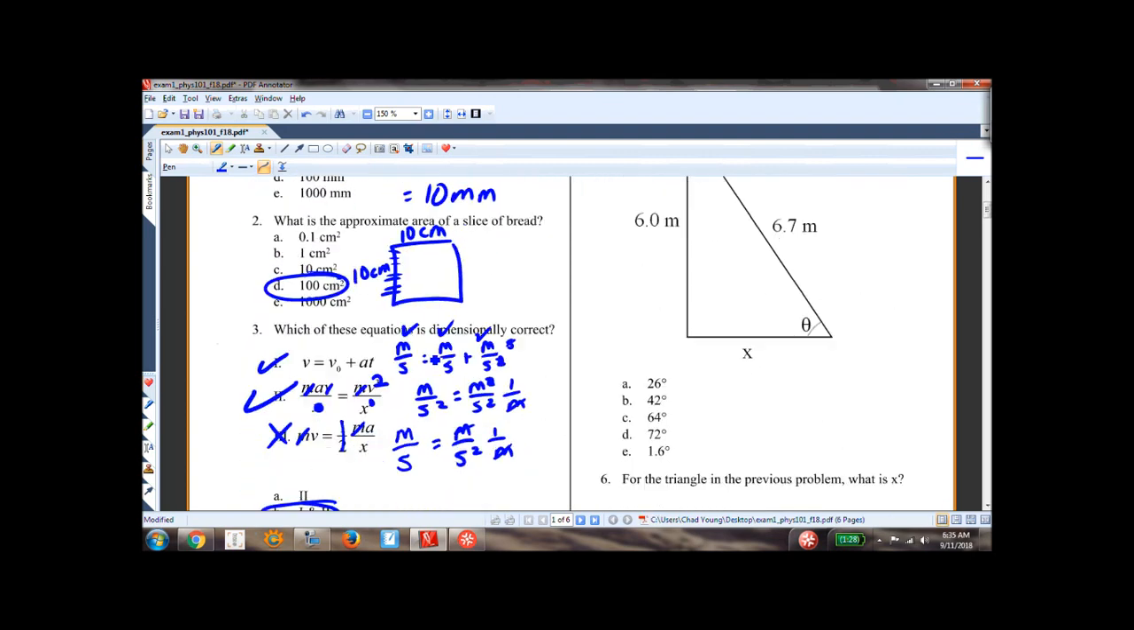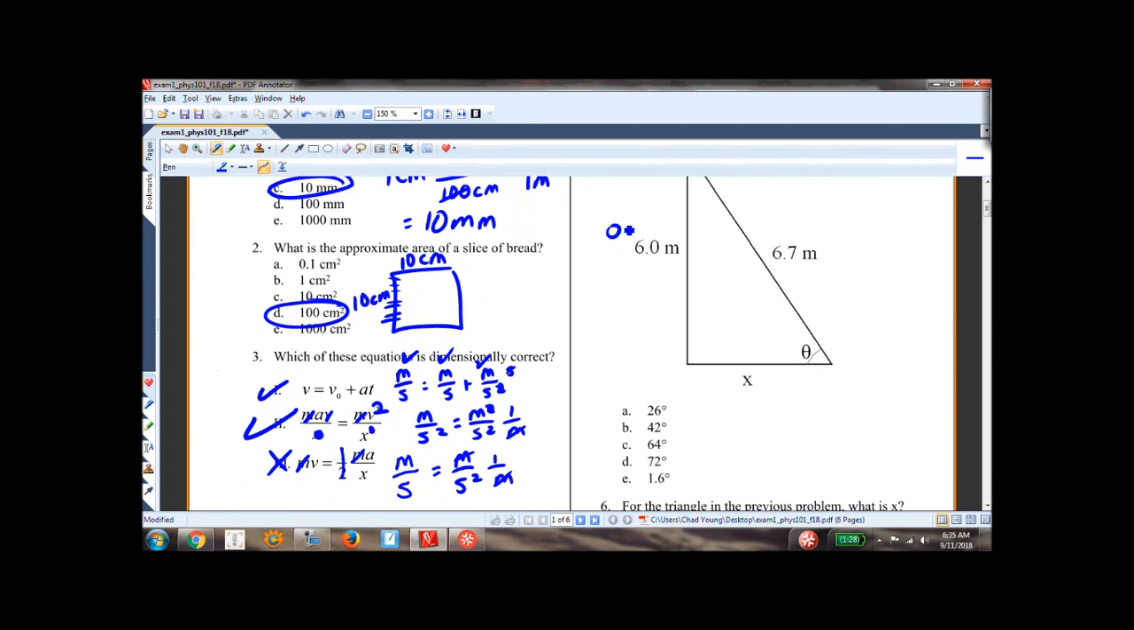All right, what is this angle theta? Look, I have the opposite side and the hypotenuse. So SOHCAHTOA, that's a sine. So the sine of theta is equal to opposite over hypotenuse, 6 over 6.7. So I do the inverse sine of 6 over 6.7. I get 63.5 degrees, 64 degrees is the answer.